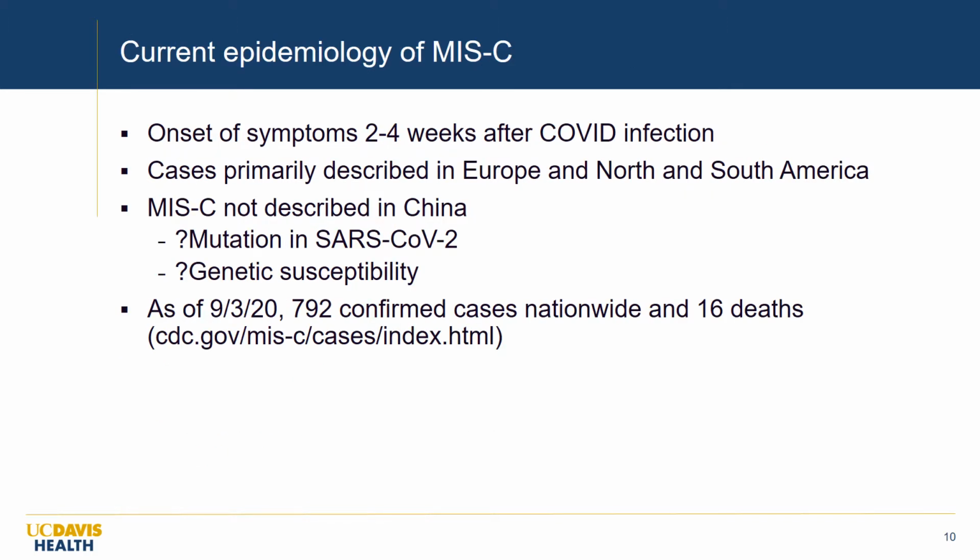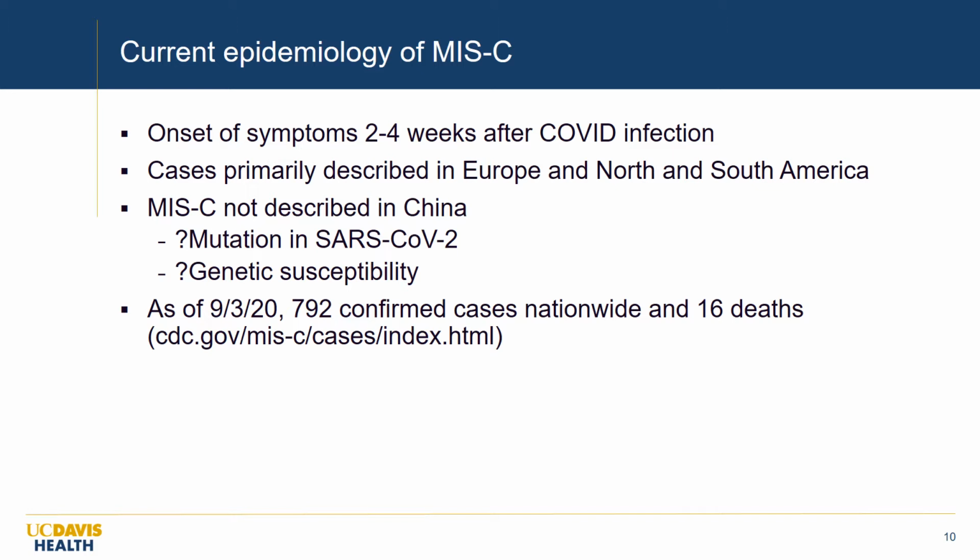So the current epidemiology of MIS-C, at least as far as we understand it now, is that it occurs about 2 to 4 weeks after COVID infection. The cases that have been described have primarily come out of Europe, as well as South America. But interestingly, MIS-C was not described in China, even though we know that SARS-CoV-2 emerged there and did cause infection in children. And this has led people to theorize that maybe the virus has mutated once it traveled to Europe. And so it is only the European form of this virus that can cause MIS-C.